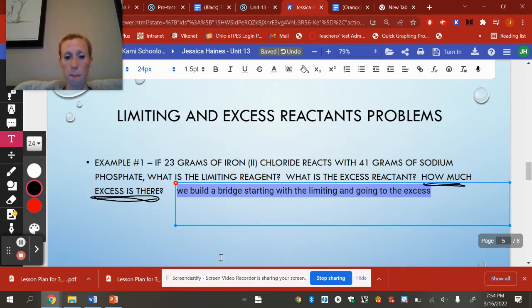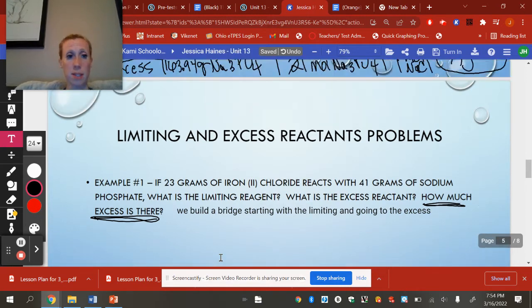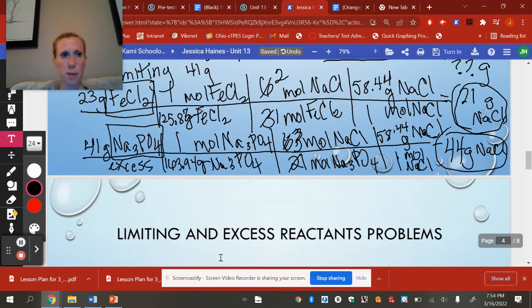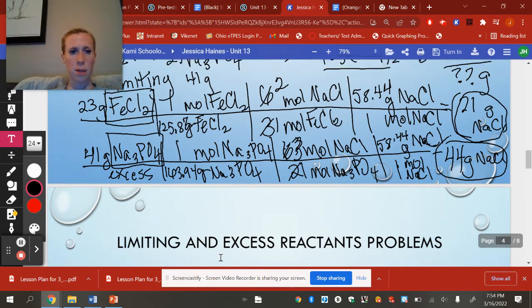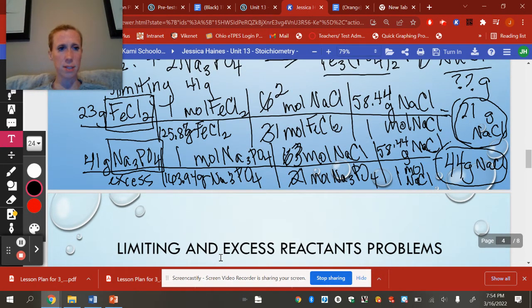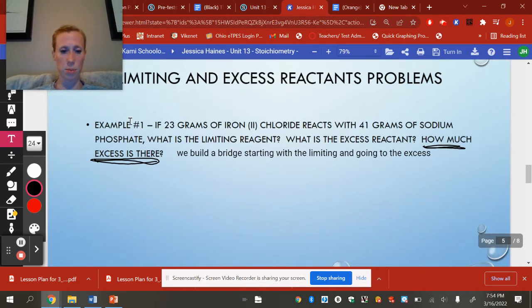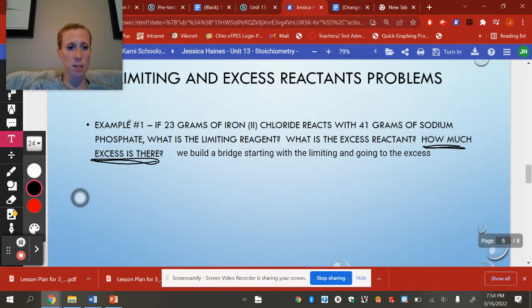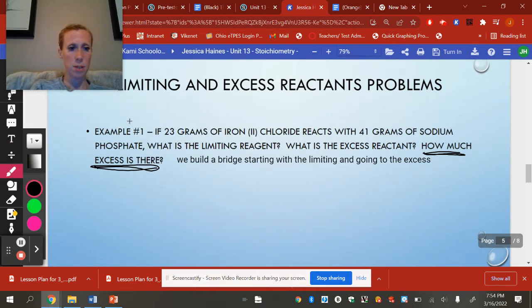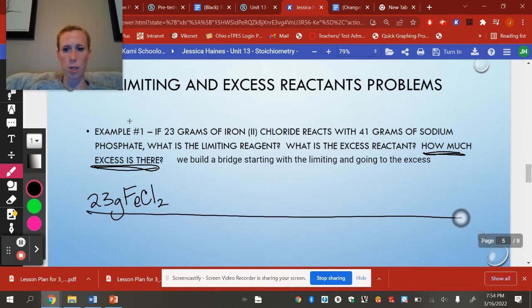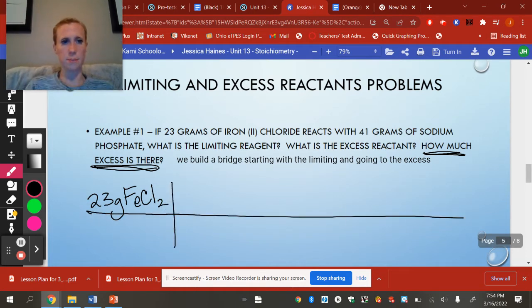All right, so basically that means, since I identified that in the last problem, we have our limiting reactant, which is the FeCl2. That's our limiting reactant. We know what that is. So we're going to go down here. We're going to build a bridge that starts with the limiting reactant, 23 grams of FeCl2. And we're going to go to the excess reactant.